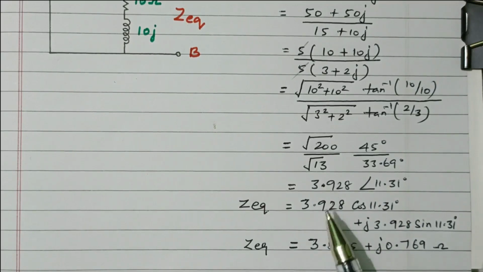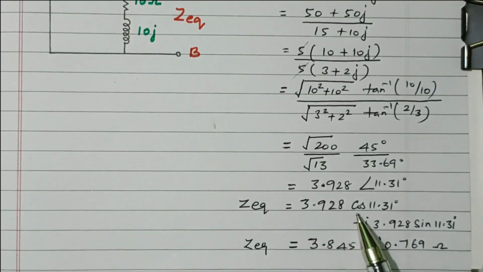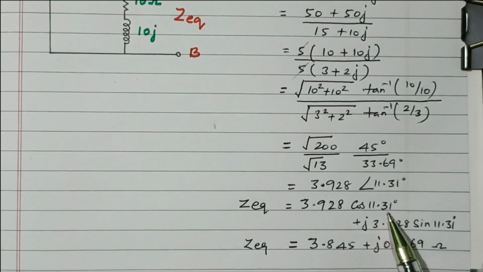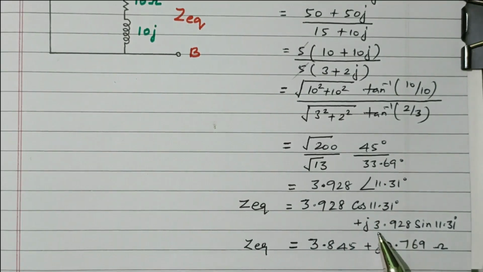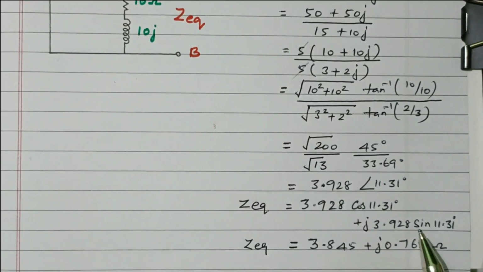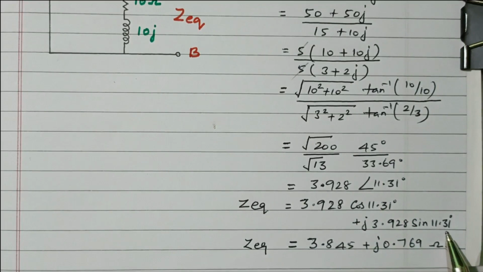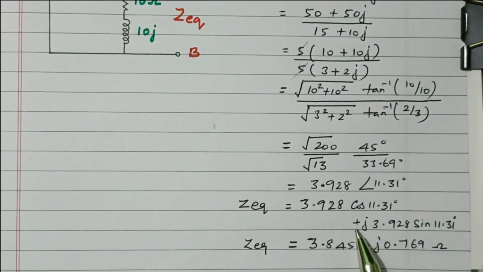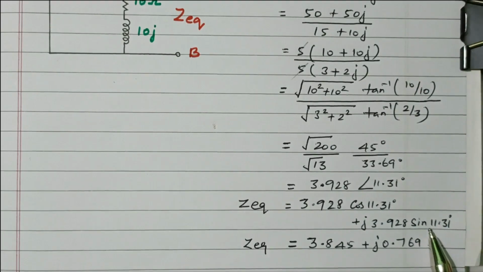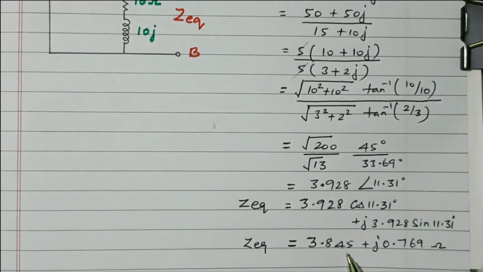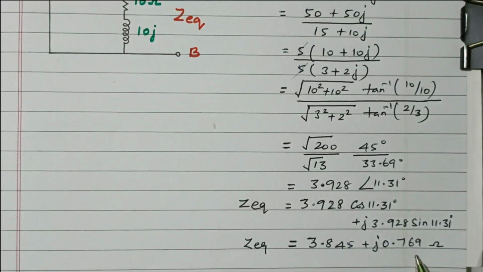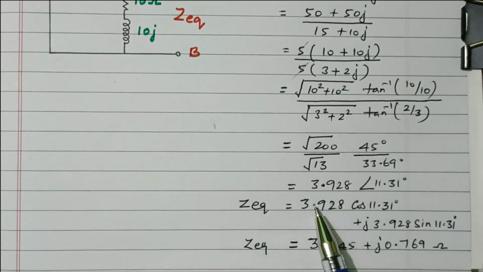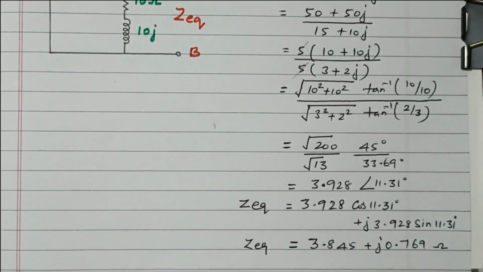Again this can be converted from polar form into rectangular form. How to convert this? This magnitude is written 3.928 into cos of this angle, cos 11.31, plus j complex term, again 3.928 into sine of angle, sine 11.31. This is the formula for converting polar form into rectangular form: magnitude into cos of angle plus j magnitude into sine of angle. So that is 3.845 plus j 0.769 in the rectangular form. Right? It is available in rectangular form. By using a calculator we can directly convert polar form into rectangular form also.